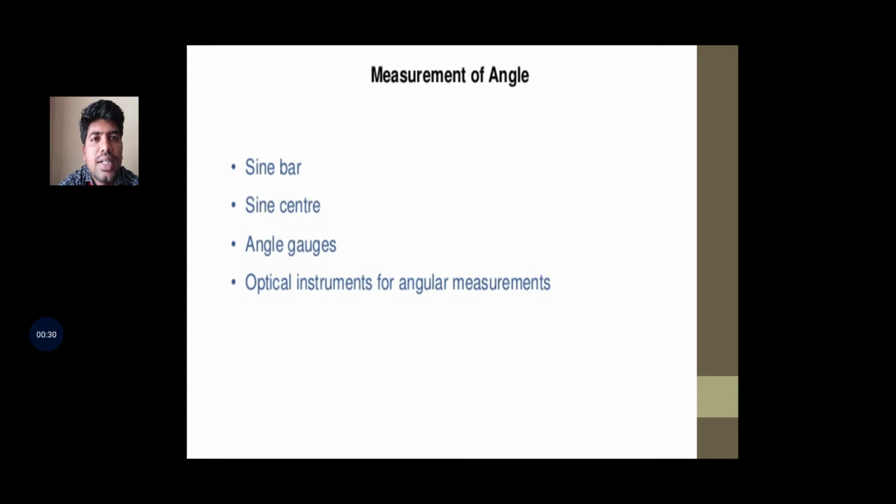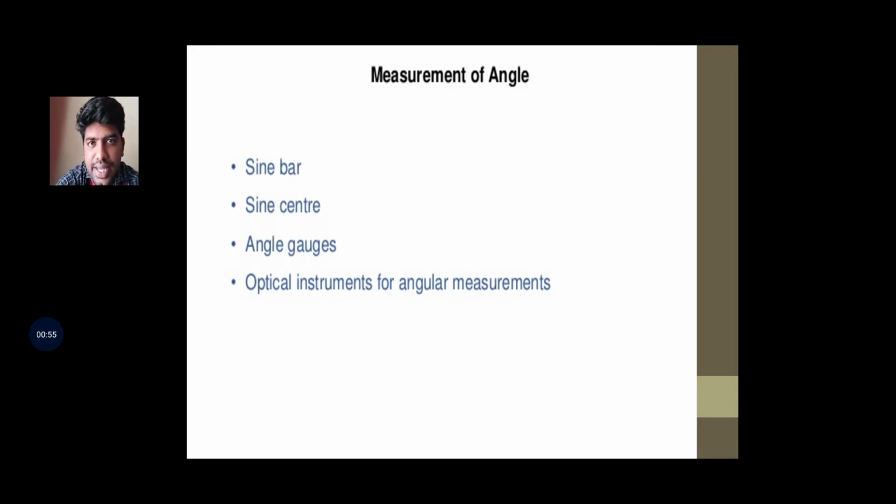Measurement of angle will be done by the instruments we classified. First one is sine bar, second one is sine center, third one is angle gauge, and the last one is optical instruments for angular measurement. These are the instruments we use for making the measurement of the angle.